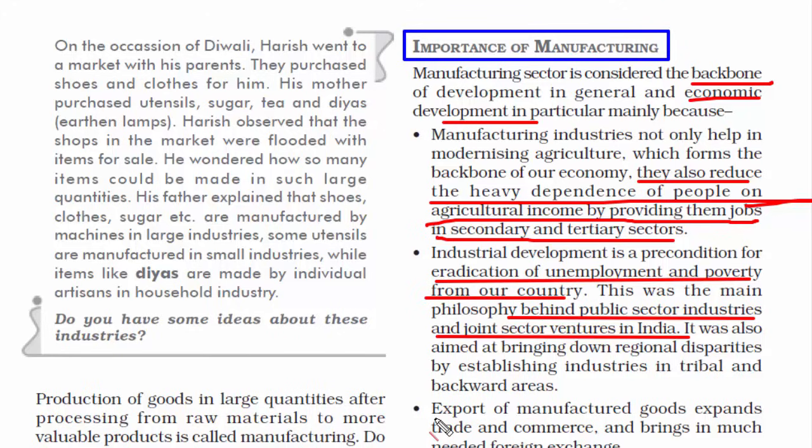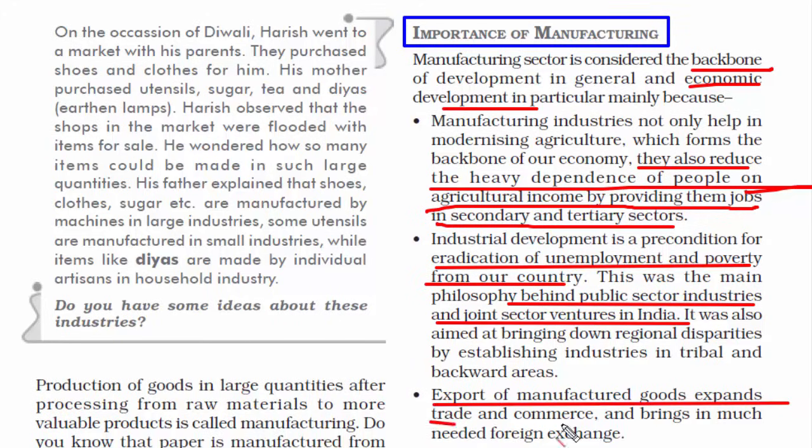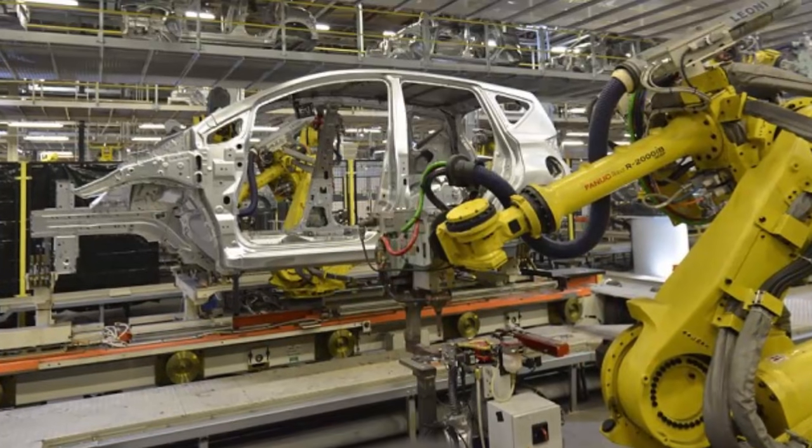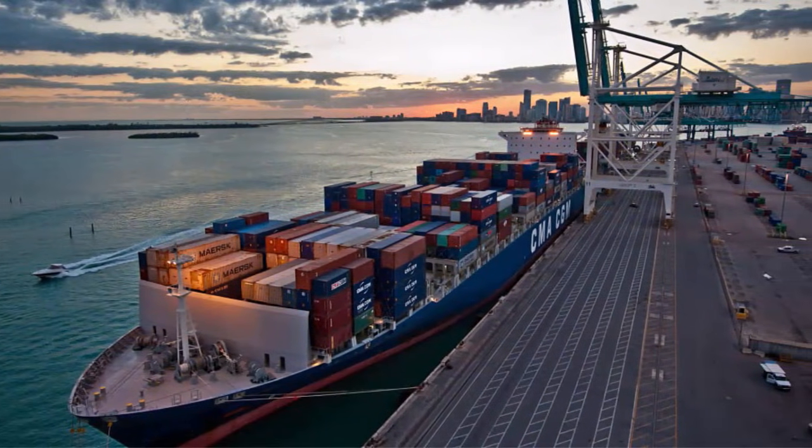Now the third point is export of manufactured goods expands trade and commerce and brings in much needed foreign exchange. Now as I said, if we do not produce our own goods in our home country, we will have to be dependent on foreign imports, and that will drain the nation's economy. And similarly, in the opposite sense, if we increase the manufacturing industry in our nation, or in other words, if we increase the production of goods in our own country, then we will have something to sell to everyone.